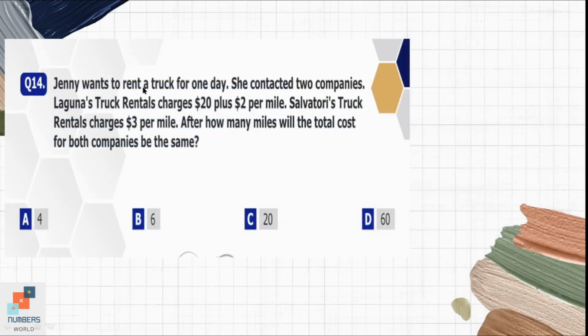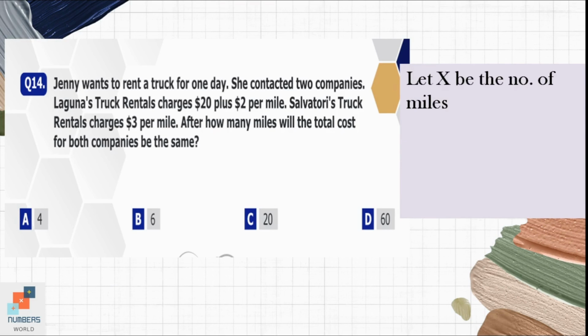Jenny wants to rent a truck for one day. She contacted two companies. Laguna's truck rentals charges $20 plus $2 per mile. Salvatri's truck rental charges $3 per mile. After how many miles will the total cost for both companies be the same? Let x be the number of miles. Now we can make an equation using the given information.